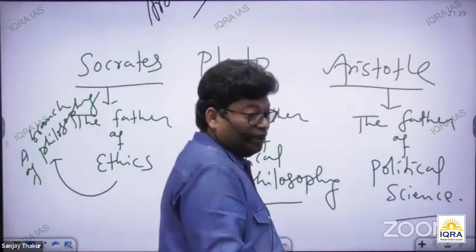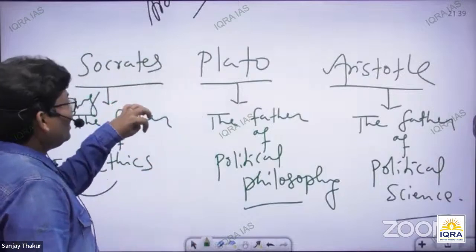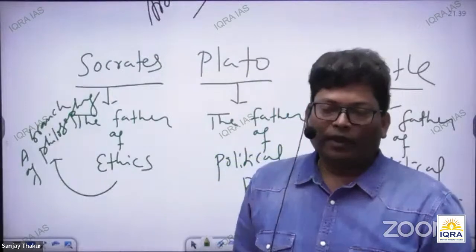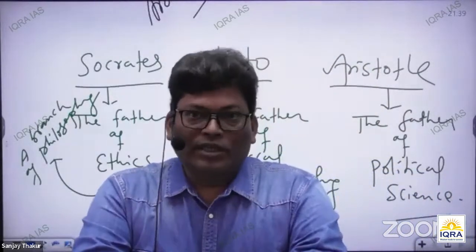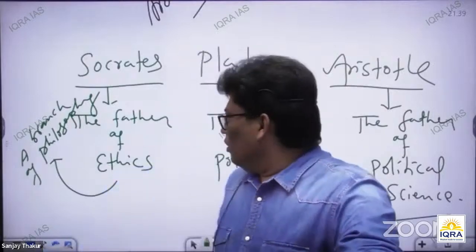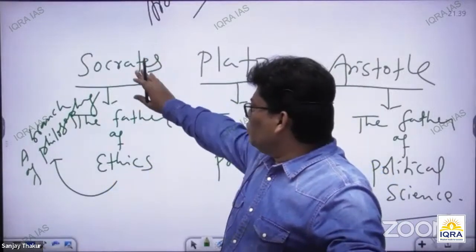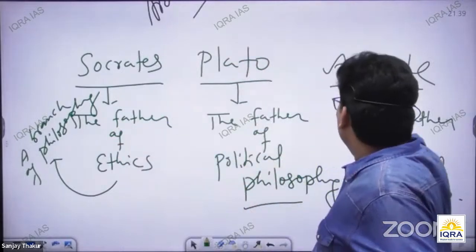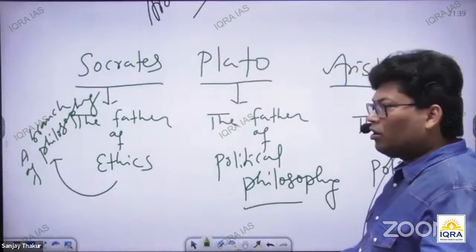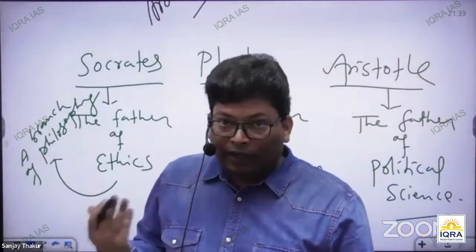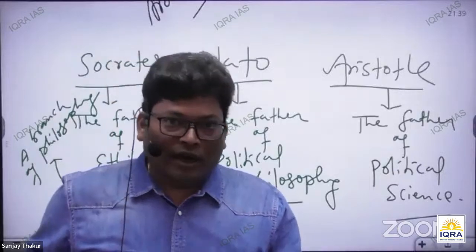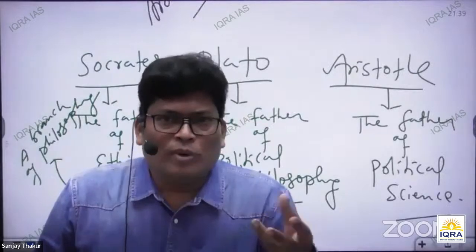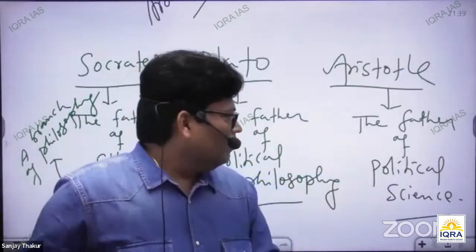So anything or everything opined by these three great Greek political philosophers or thinkers, don't you think that would be of great importance for a discipline like political science? Because one is considered the father of ethics, another is considered the father of political philosophy, and the third one, Aristotle, is termed the father of political science. So anything told by Aristotle or Plato in the context of a discipline like political science, don't you think it automatically becomes very important? Fine.